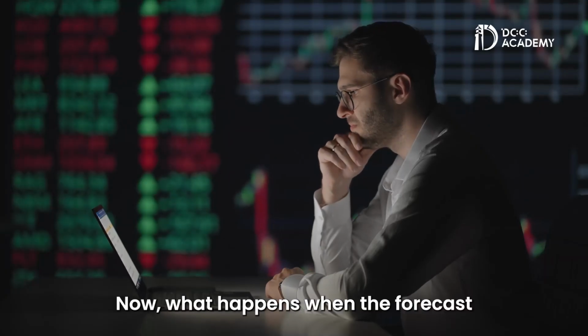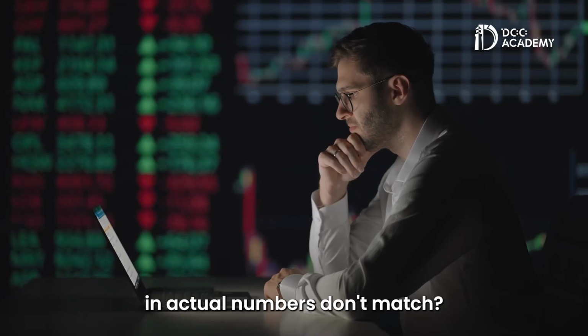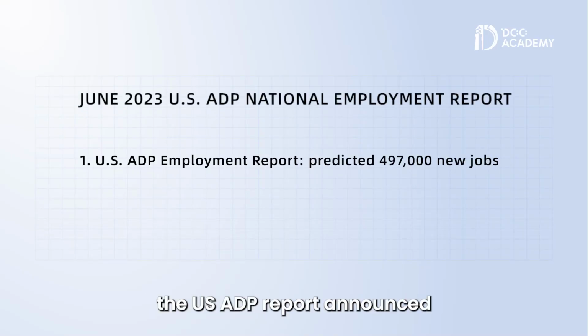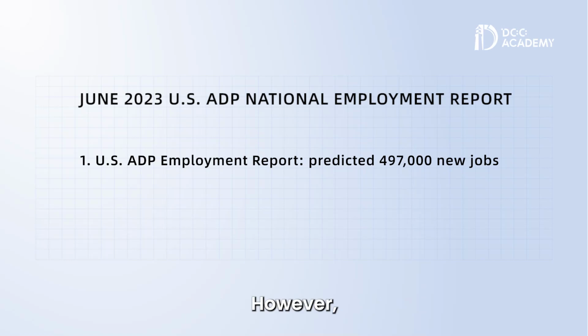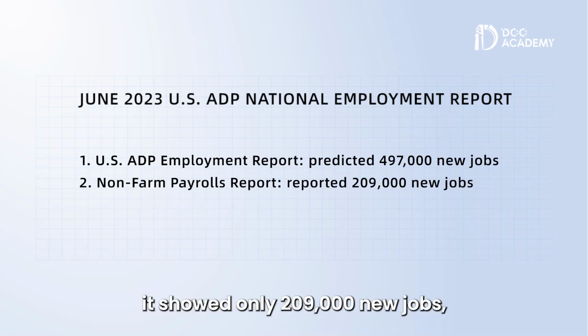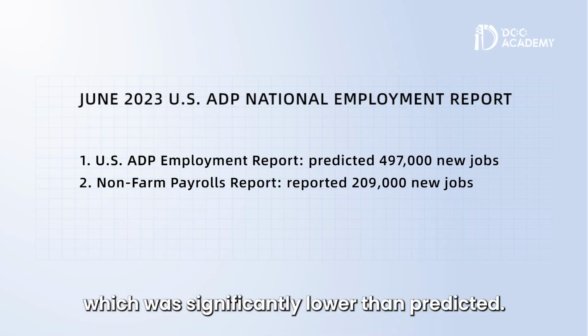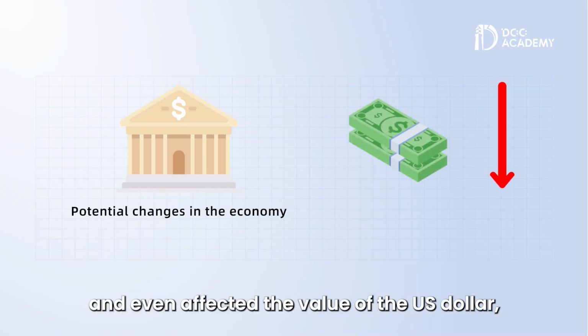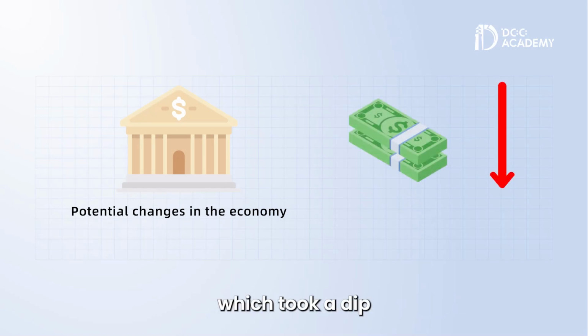Now, what happens when the forecast and actual numbers don't match? In early June 2023, the US ADP report announced a whopping 497,000 new jobs. This gave the impression that the job market was hot. However, when the official data came out from NFP, it showed only 209,000 new jobs, which was significantly lower than predicted. This caused a stir because it hinted at potential changes in the economy and even affected the value of the US dollar, which took a dip.